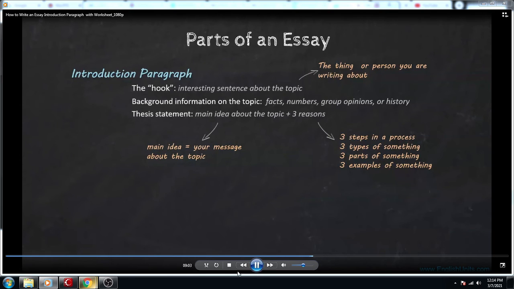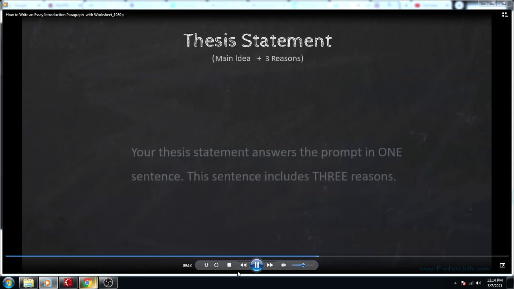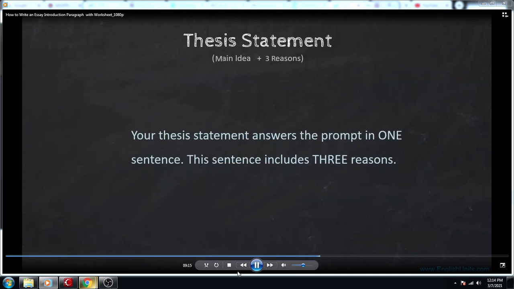I'm going to give you several examples in just a moment so that you clearly understand what a thesis statement is and how to write one about various topics that answer various prompts. Your thesis statement answers the prompt in 1 sentence. This sentence includes 3 reasons. Let me give you an example.